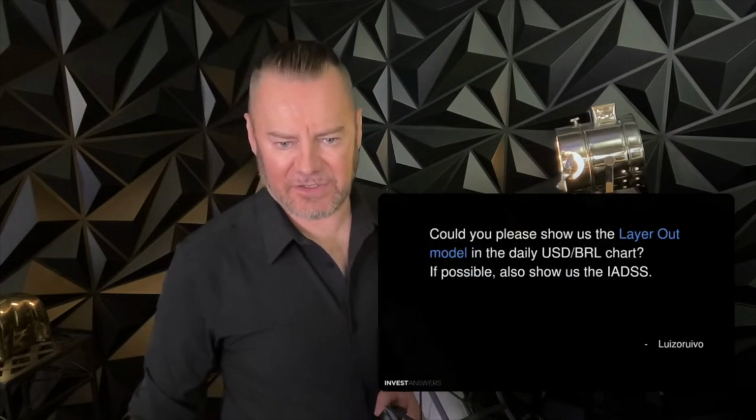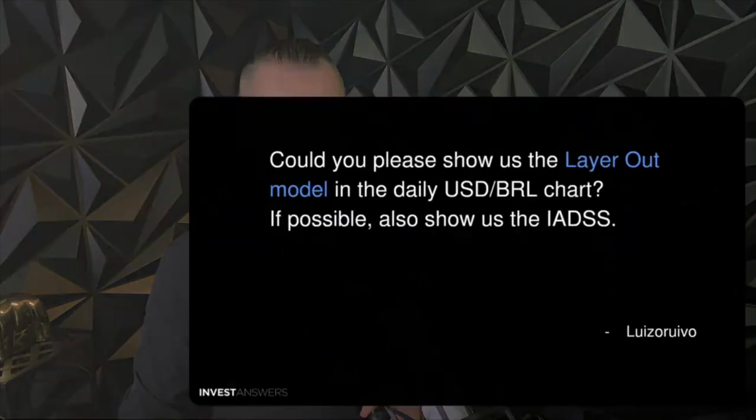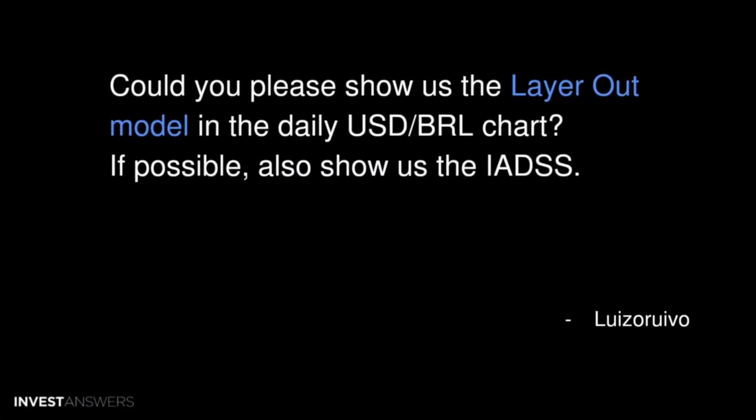Next, this is an interesting one from our friends in Brazil. Luizo Ruvio. I hope I got that right, it's a really hard Brazilian name, but a beautiful name. Could you please show us the layer out model in the daily USD BRL chart? If possible, show us the IADSS.